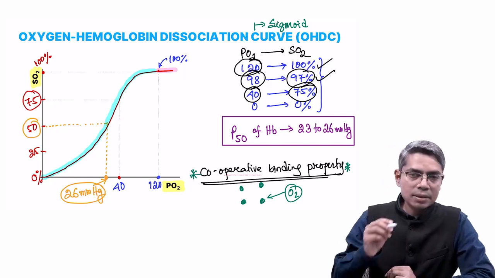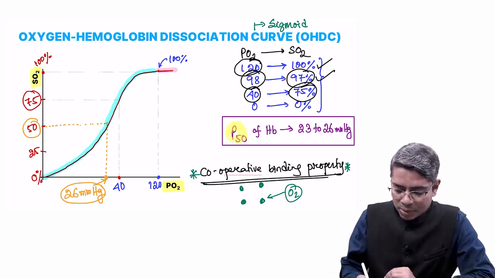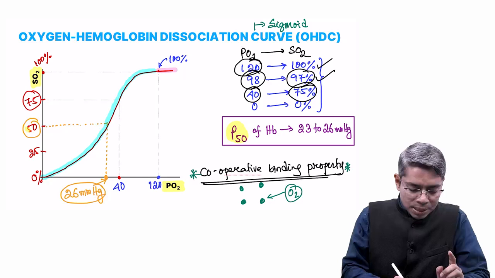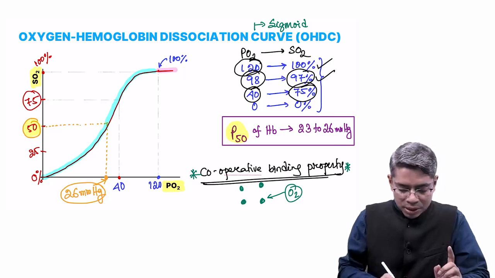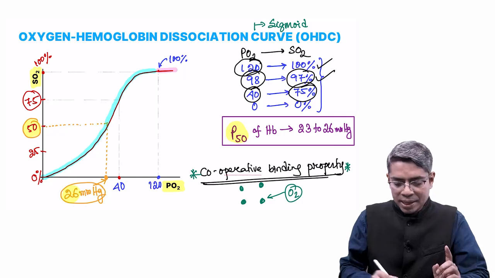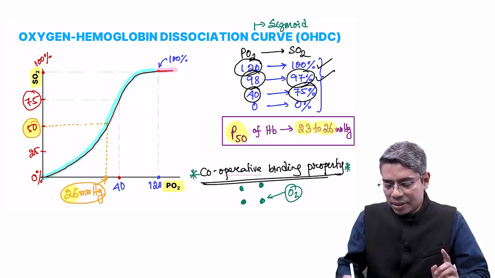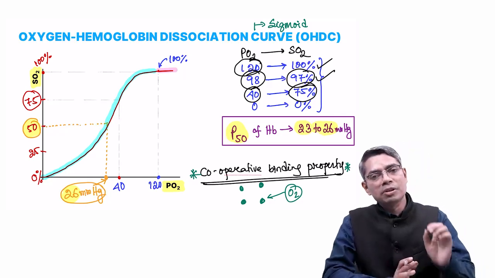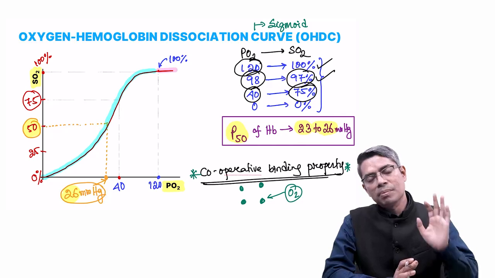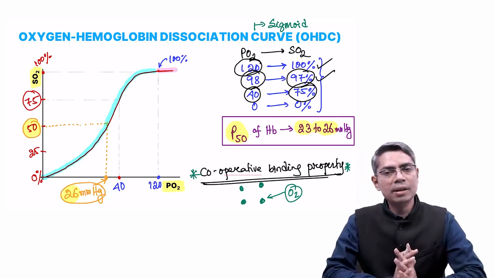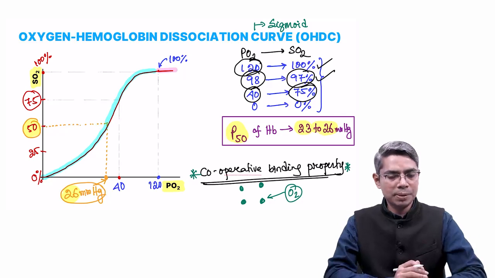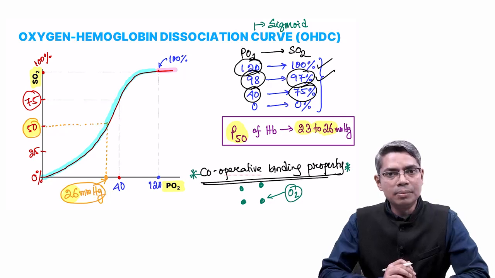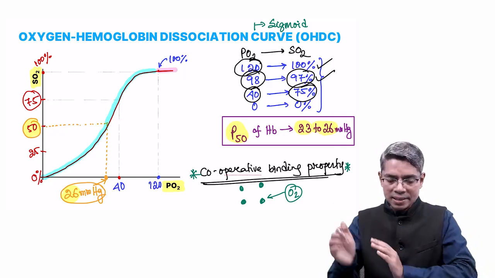Now we will understand another term, known as the P50 of hemoglobin. What is P50 of hemoglobin? P50 of hemoglobin means 50% saturation of hemoglobin requires what partial pressure, and that we have already discussed, that is 23 to 26 millimeter of mercury. So the P50 value of hemoglobin, you should not forget, is 26 millimeter of mercury partial pressure of oxygen required for 50% saturation of hemoglobin.